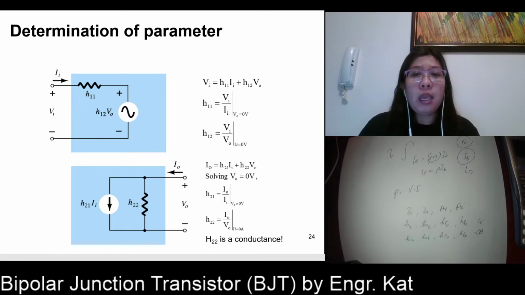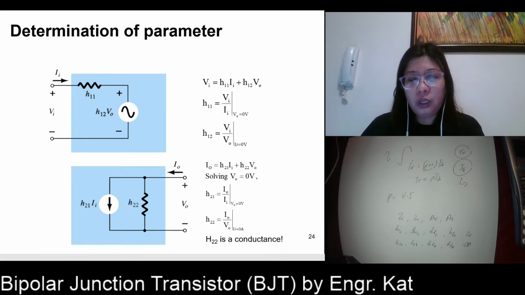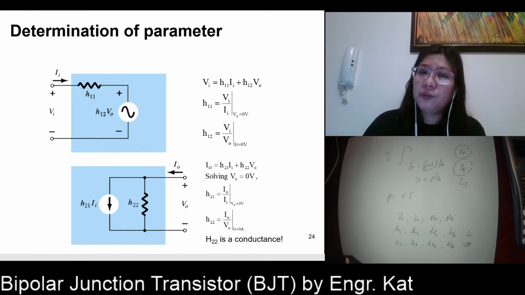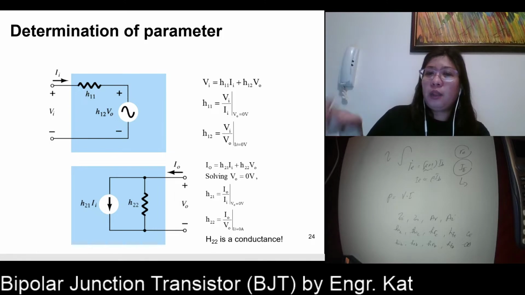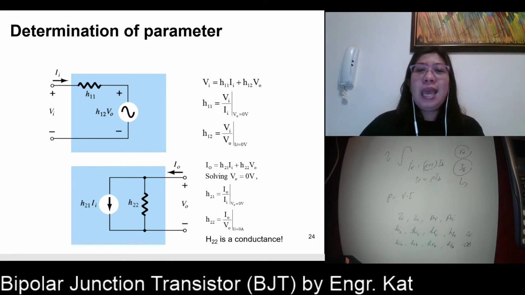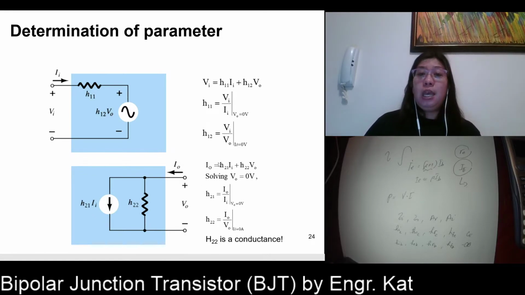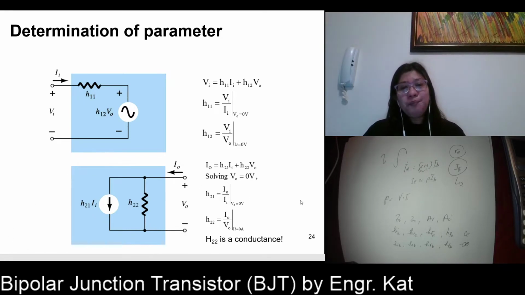Okay? So why reverse transfer voltage ratio parameter? Obviously, it is a voltage ratio, but it is a reverse transfer because instead of VO all over VI, we have VI all over VO. Okay? And H12 is unitless. Therefore, both voltages will be cancelled out. So let us now go to the output side.